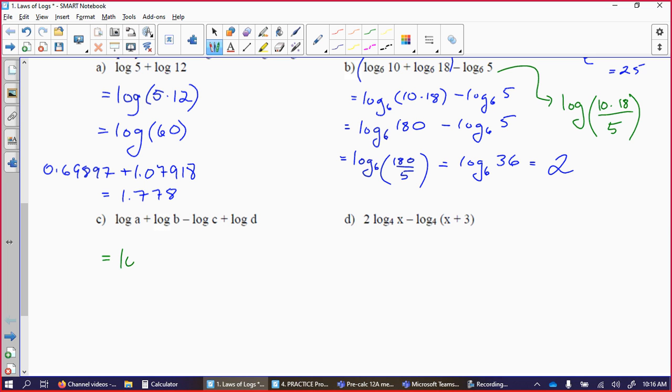It's all logs. I've got to subtract, so I have that in the denominator, plus a, because I can move those around, log of a plus log of b plus log of d, a, b, d over c.